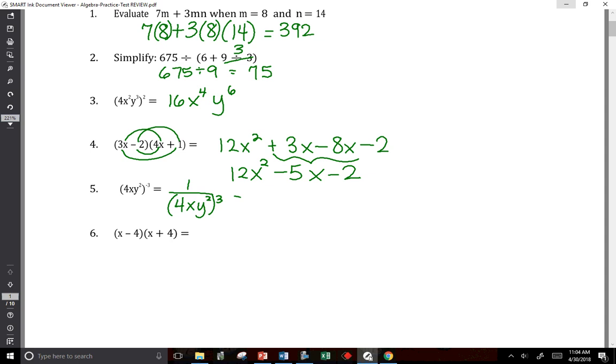So now we need to take everything to the 3rd power that's inside the parentheses. So 4 to the 3rd power would be what? Please don't tell me 64. Very good. Because you're doing 4 times 4 is 16, and 16 times 4 is 64. So we have 64 x to the 3rd power and y to the 6th power.